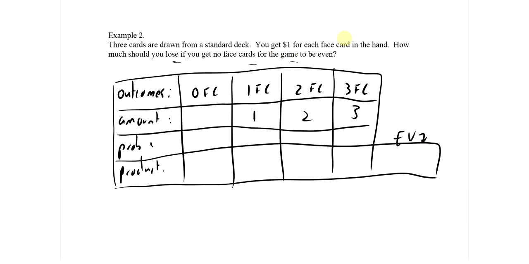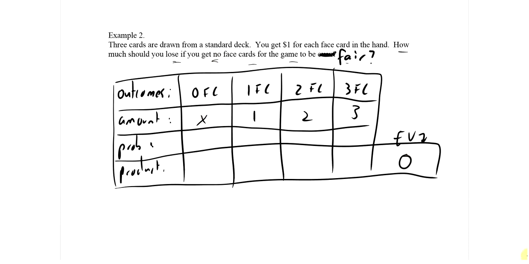For the game to be, shouldn't be even, though. For the game to be fair. For a fair game, that means the expectation value has to be 0. Right? Nobody wins over the long run, nobody loses over the long run. And the question is, how much should you lose if you get no face cards? So what's the amount that should be here so that when you calculate the expectation value, you get 0?